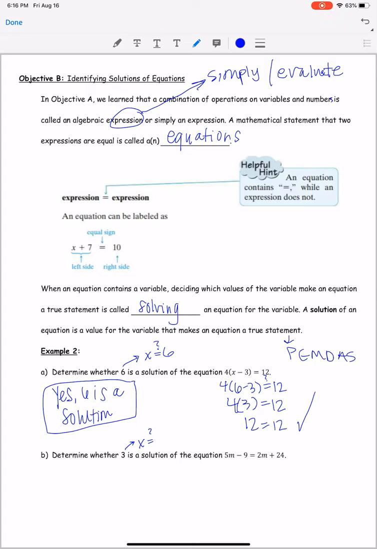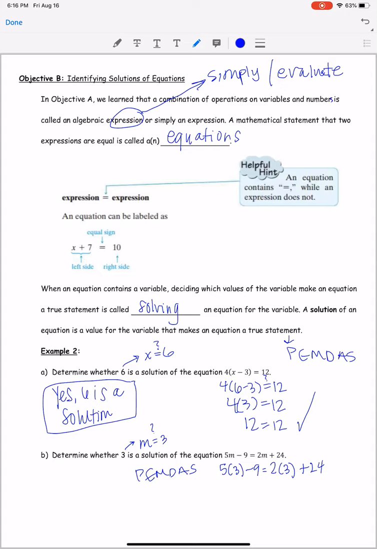My variable is not x in this problem, so we actually want to know, does m equal 3? Where I see both of these m's, I am plugging in that 3. So 5m means 5 times m, so we're going to go 5 times 3. Bring down your minus 9, your equals. Same thing here, 2m means 2 times m. m is still 3, so 2 times 3, and then plus 24. I'm going to do one side at a time. So, please excuse my dear Aunt Sally.